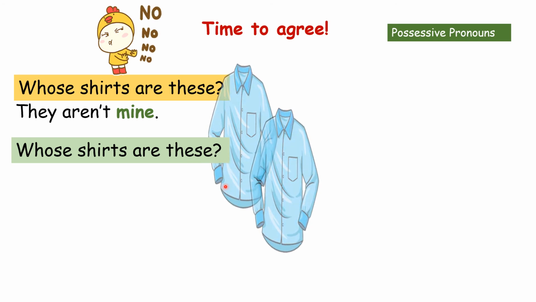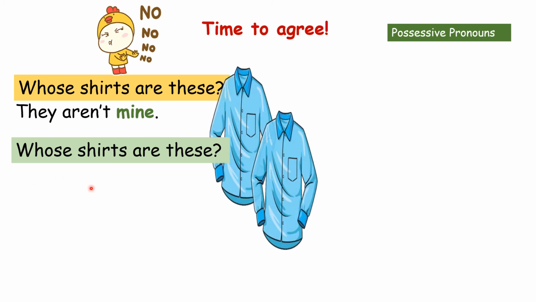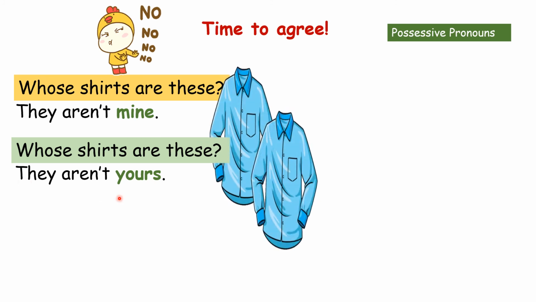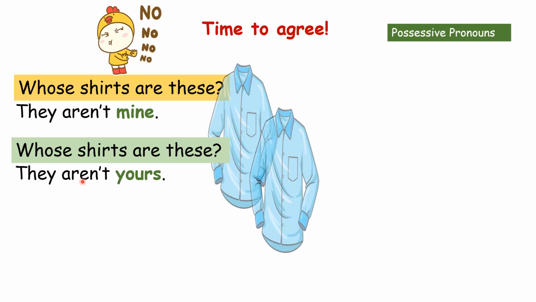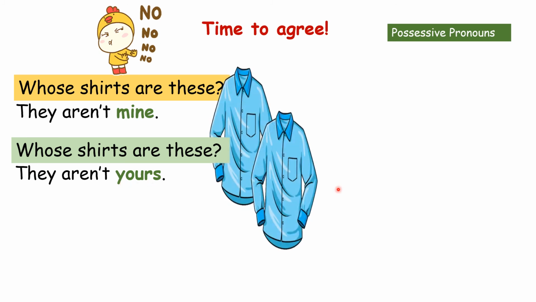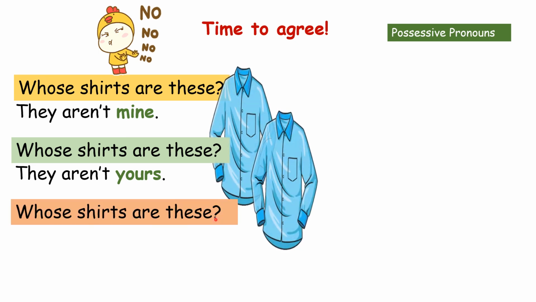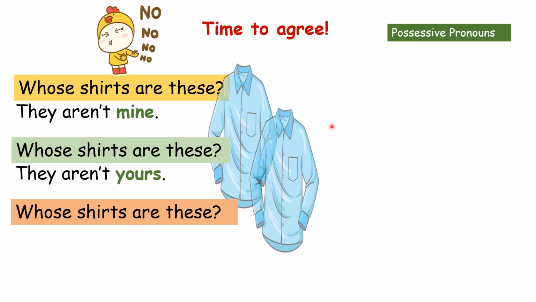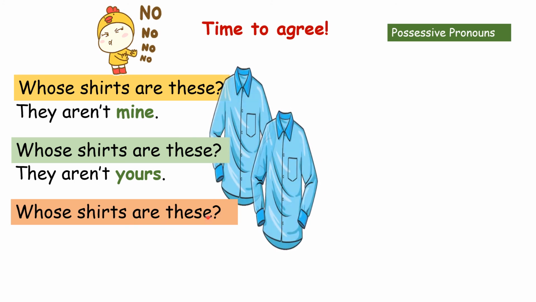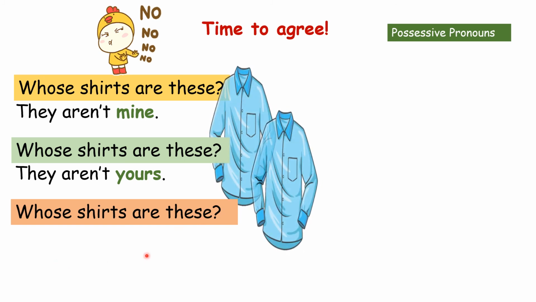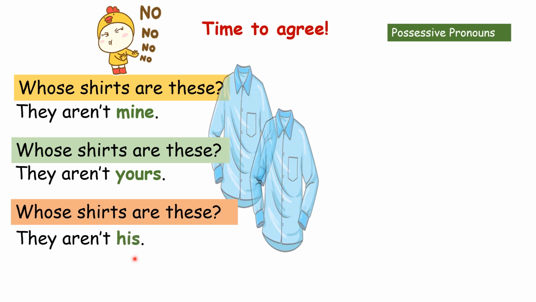To disagree to this question, the ownership of these two shirts, we can say "they aren't yours." This means they do not belong to you. Next, whose shirt are these? Still using "are these," meaning we're asking about more than one item. Alright, so to disagree to this question, we say "they aren't his," meaning we're telling that these shirts do not belong to the boy.